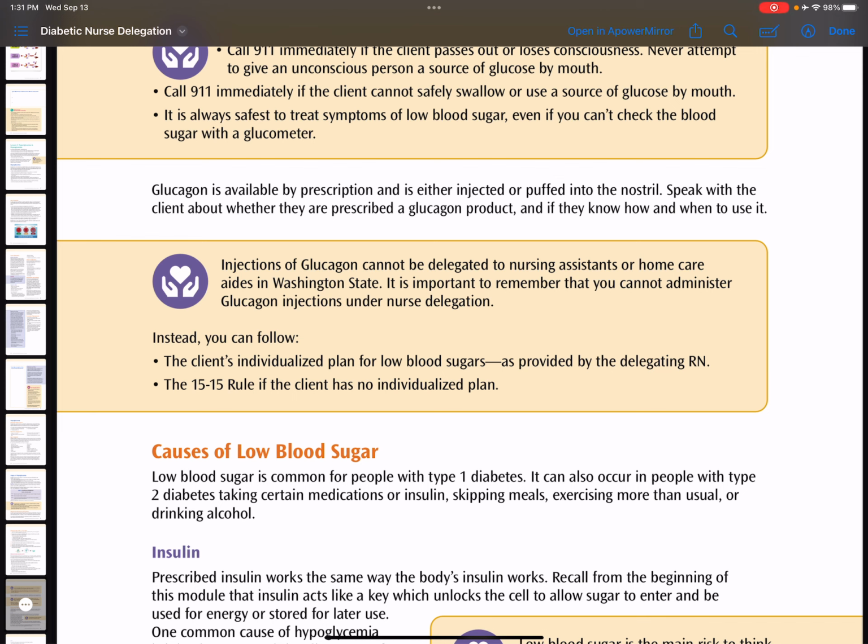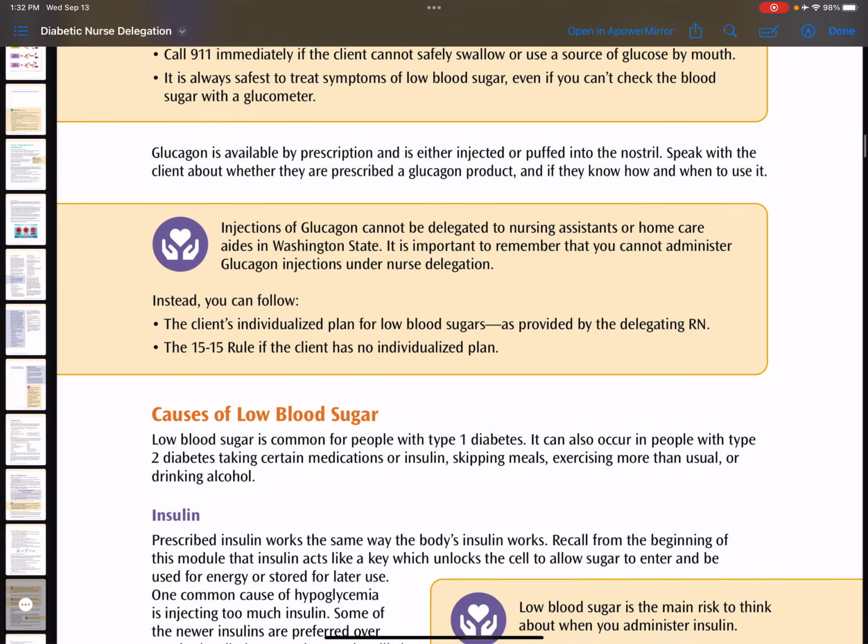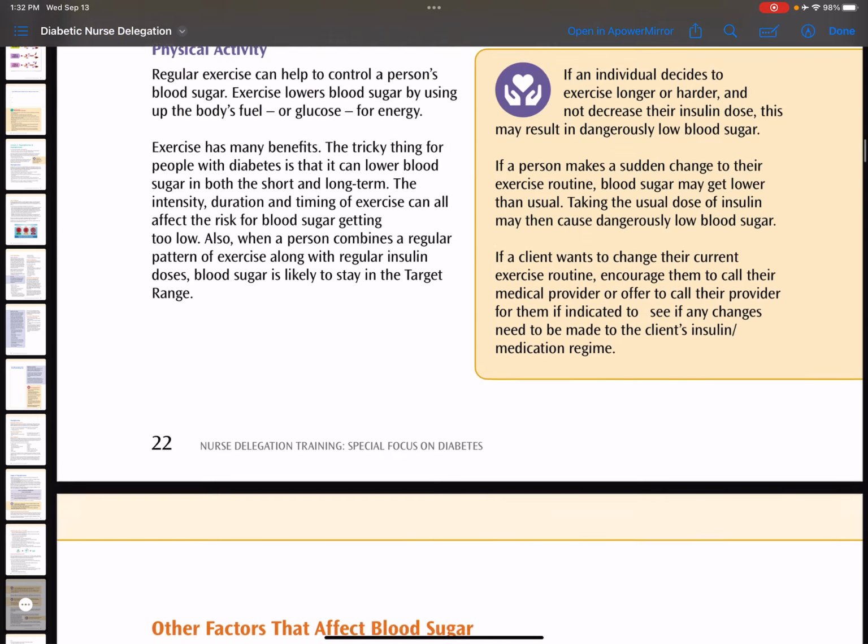Never attempt to give an unconscious person a source of glucose by mouth. Call 911 immediately if the client cannot safely swallow or use the source of glucose by mouth. It's always safest to treat symptoms of low blood sugar, even if you can't check the blood sugar with the glucometer. And now let's go to lesson 3.